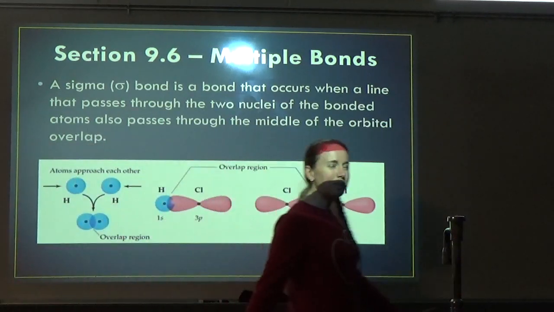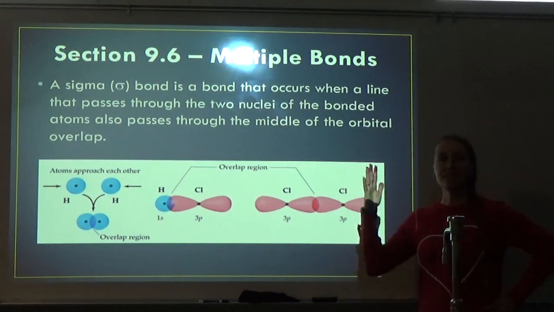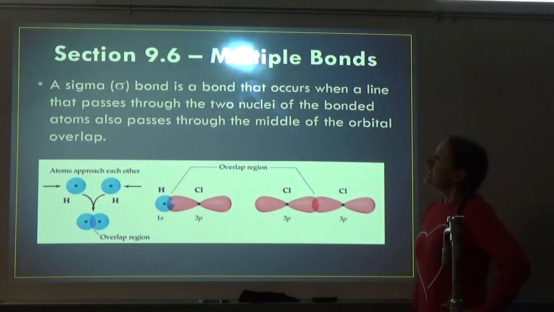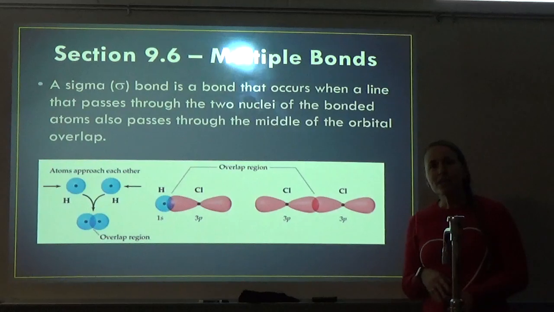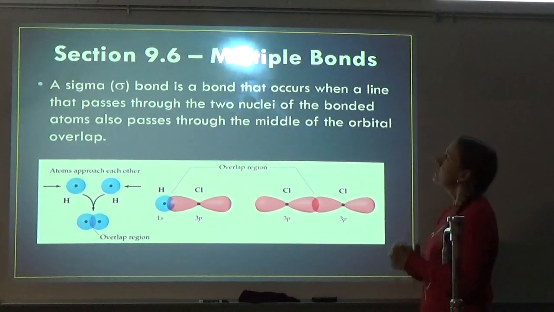Alright, so this is our AP Chemistry Chapter 9 lesson video part 3, and in this one we only have section 9.6 left to do. So we talked about hybridization, we've been talking about VSEPR, and so now we're going to put it all together. So multiple bonds.